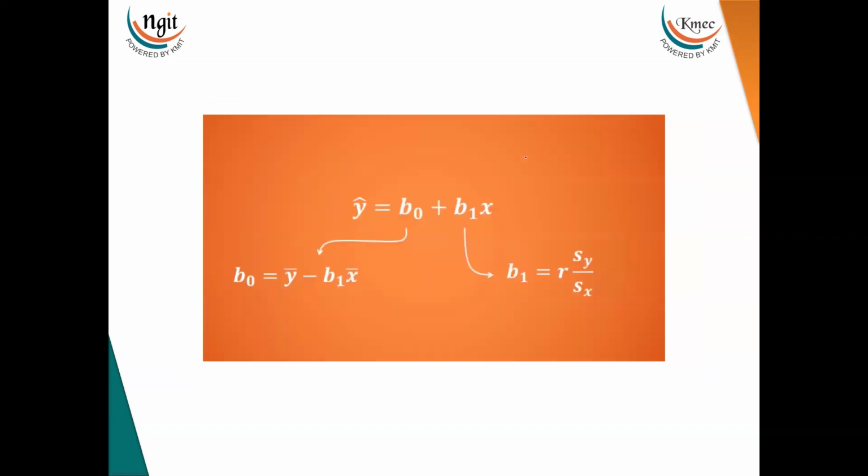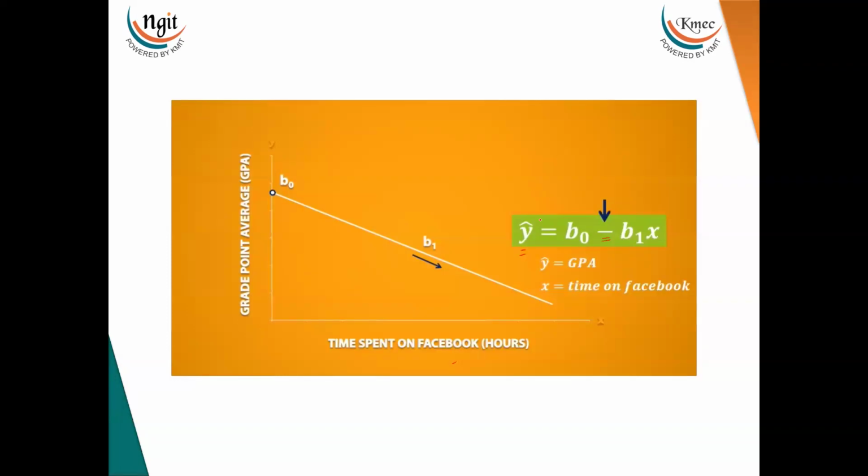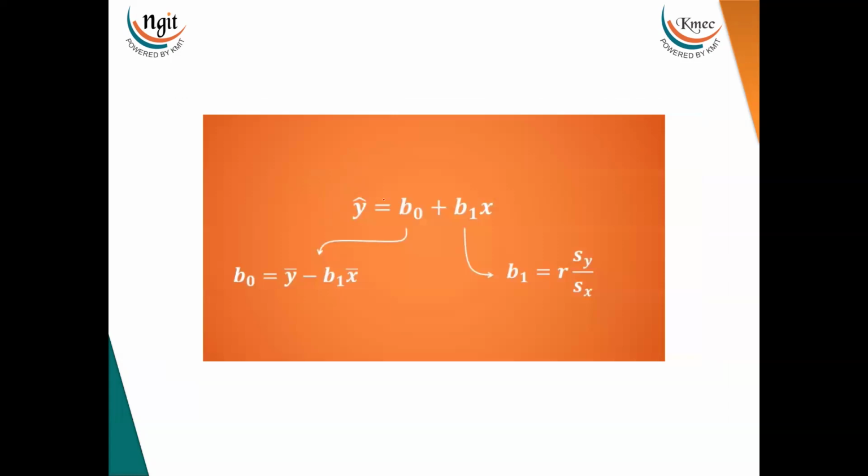Now, how are we going to find out this y value? We already know the x value. We have to find out the y value, b naught and b1. Let us see how we are going to find out these values. So y equals b naught plus b1 into x, where b naught is calculated by y bar minus b1 into x bar. Y bar is the mean of y values, and x bar is the mean of x values.